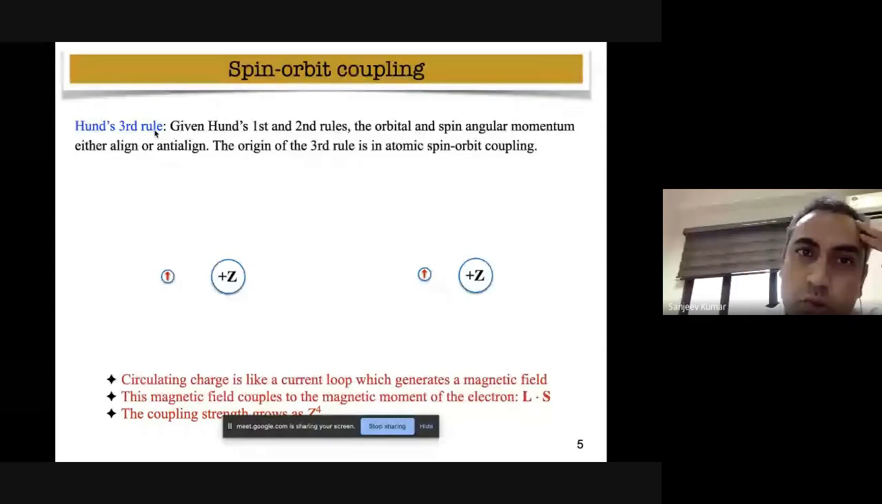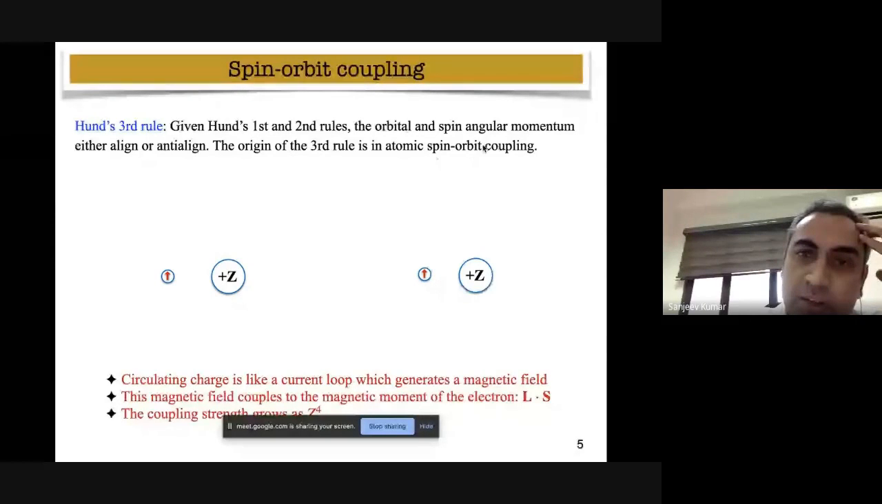So Hund's third rule says that once you have applied the first and second rule, the orbital and spin angular momentum now either align or anti-align. That is, depending on if the orbital is less than half filled or more than half filled, they align or anti-align. And the origin of the third rule is actually in the atomic spin orbit coupling. It is not in the Coulomb interactions, but rather it is in the atomic spin orbit coupling.